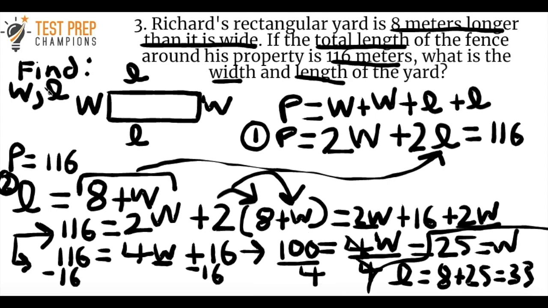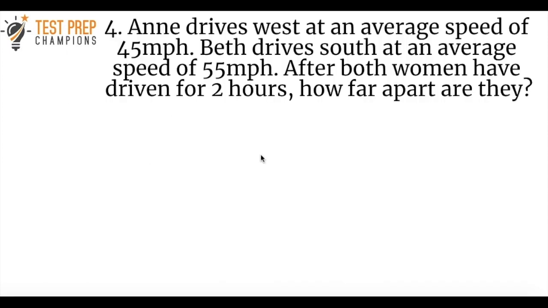And so we go back to what we wanted to find. We see that we've checked that off, we got the width and the length, and we're officially done. Now on to question 4. Anne drives west at an average speed of 45 miles per hour.